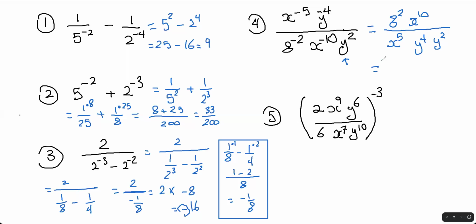And that will give me 8 squared, which is 64. X to the 5 on the bottom divides by itself and gives me 1. X to the 10 divided by x to the 5 gives me x to the 5. So I have x to the 5 on top. And on the bottom, I have y to the 4 times y squared, which will give me y to the 6.